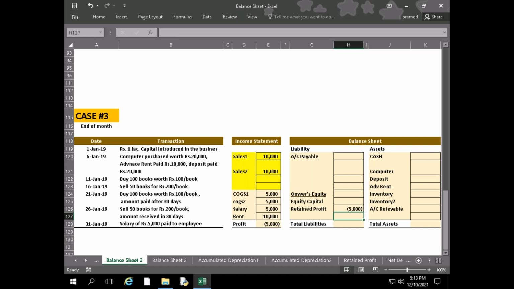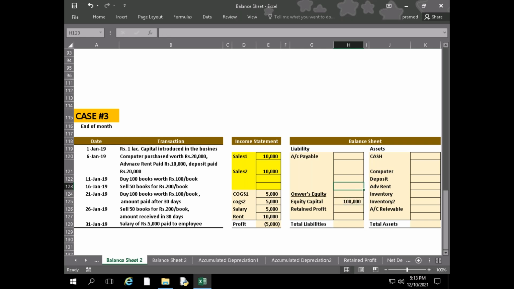Yes, it is a loss. Correct, it is loss only. So 5,000. I don't have any cash, let my retained be 0. Then we can show it as 0 in the balance sheet. Yes. So the 1 lakh capital we introduced, that is my equity capital.